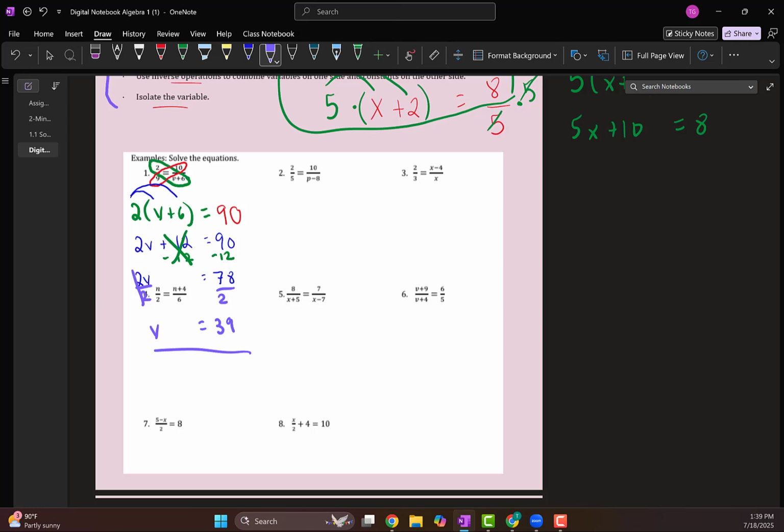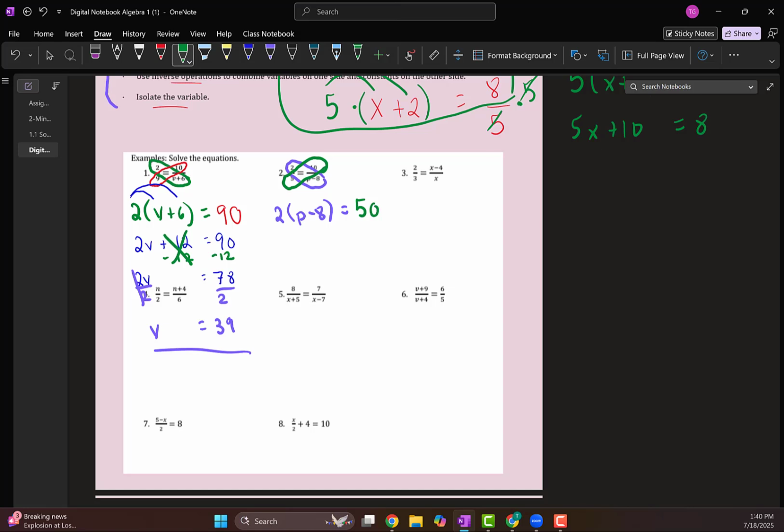Try now example number 2. I'm going to give you about 4 seconds, so pause the video, and then I'm going to write out the first step. 3, 2, 1. So that's the first step. 2 multiplied by p minus 8, and 5 times 10 gives us 50. And then see if you can go ahead and finish this problem.